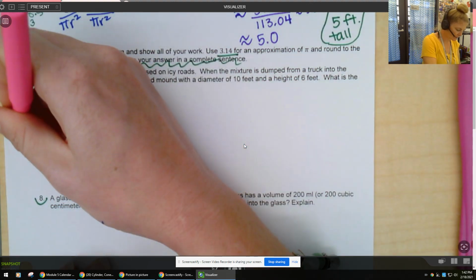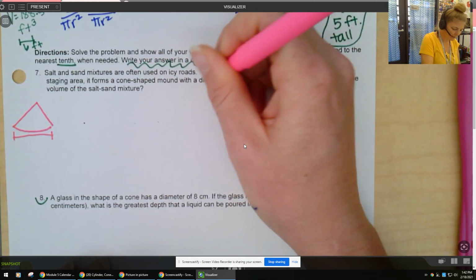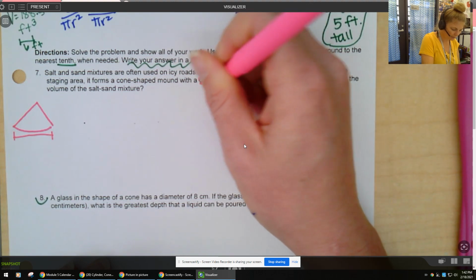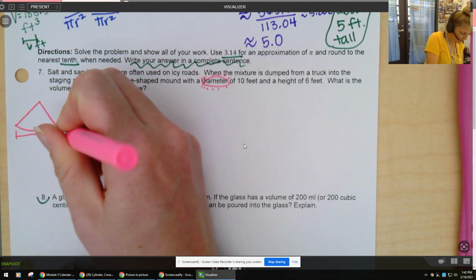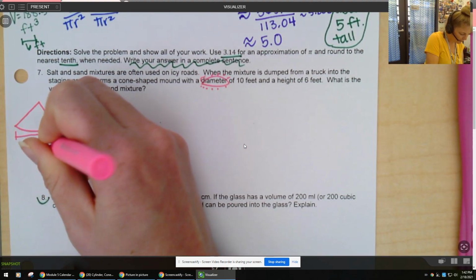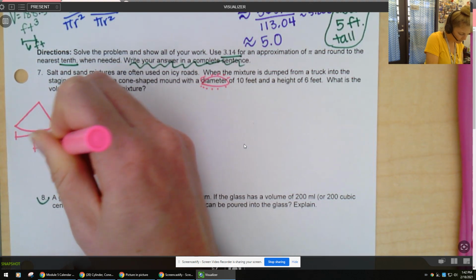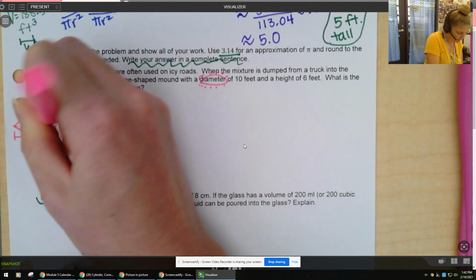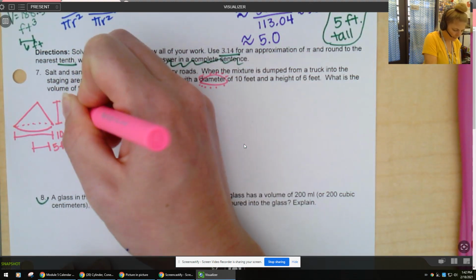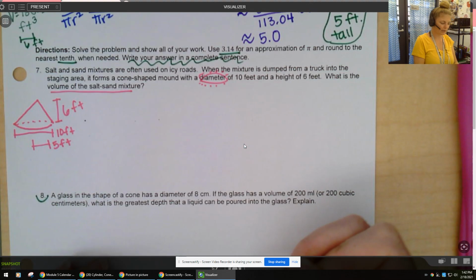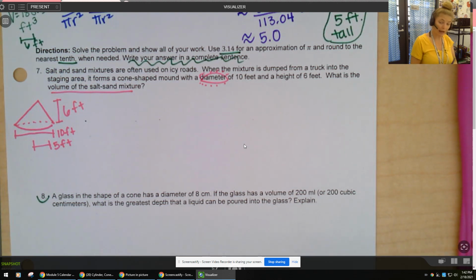mound, and it has a diameter. Diameter monster. These are like giant teeth around its big mouth. Okay, diameter monster of 10 feet. And that means its radius is 5 feet. And it has a height of 6. And we want to know, what is the volume of the salt sand mixture? So how much salt sand mixture do we have? Do we have enough for the big snowstorm coming?